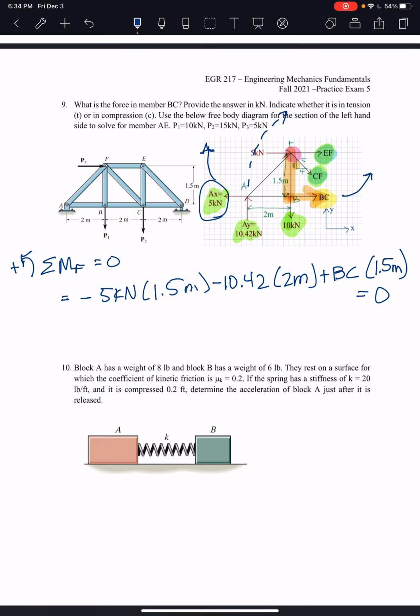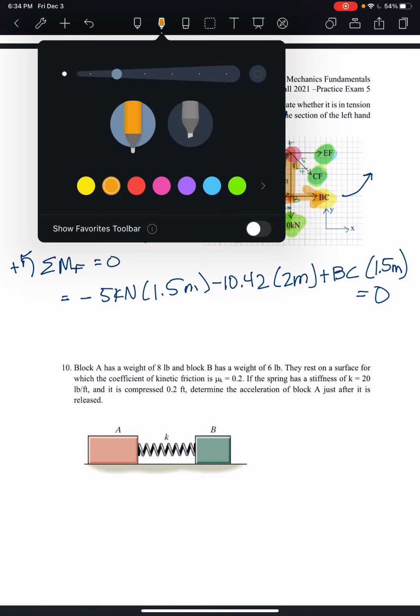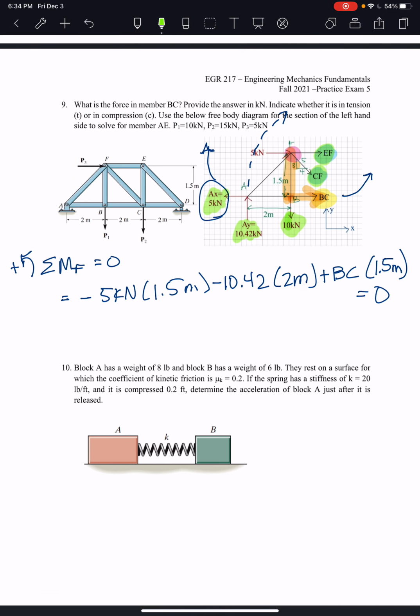And that's going to equal 0 because we hit all the forces. Or actually, I didn't highlight the F1 either. So this 5 kilonewton force is also on F, so that doesn't create a moment. So now I just need to do my calculator to figure out what the solution is.